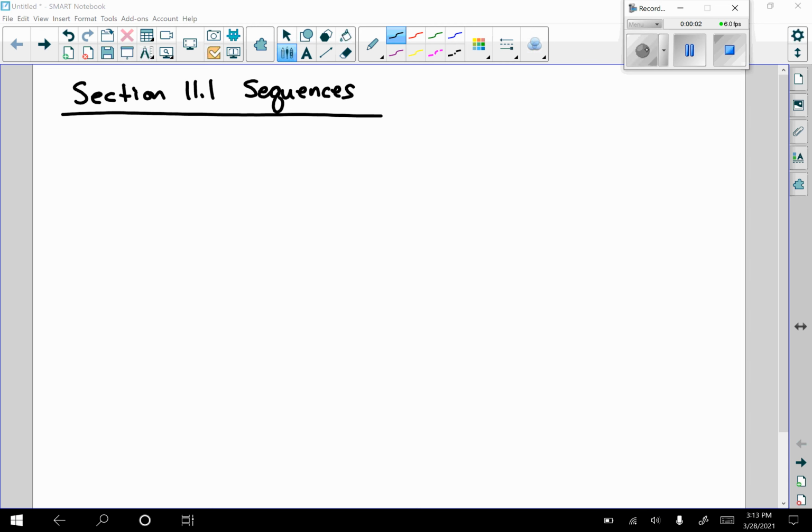In Chapter 11 now we start to look at series and sequences. So Section 11, well, we're going to start with sequences. And we'll start with the definition. A sequence is a list of numbers written in definite order.